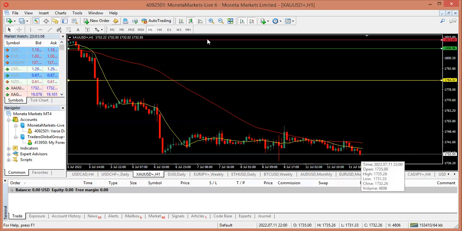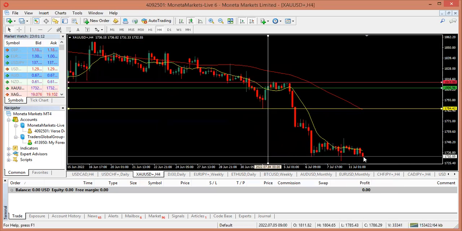If I go to 4 hours now, 4 hours is this one candle. The time for the next 4-hour candle has not been reached. The next 4-hour candle will start at 11 p.m.